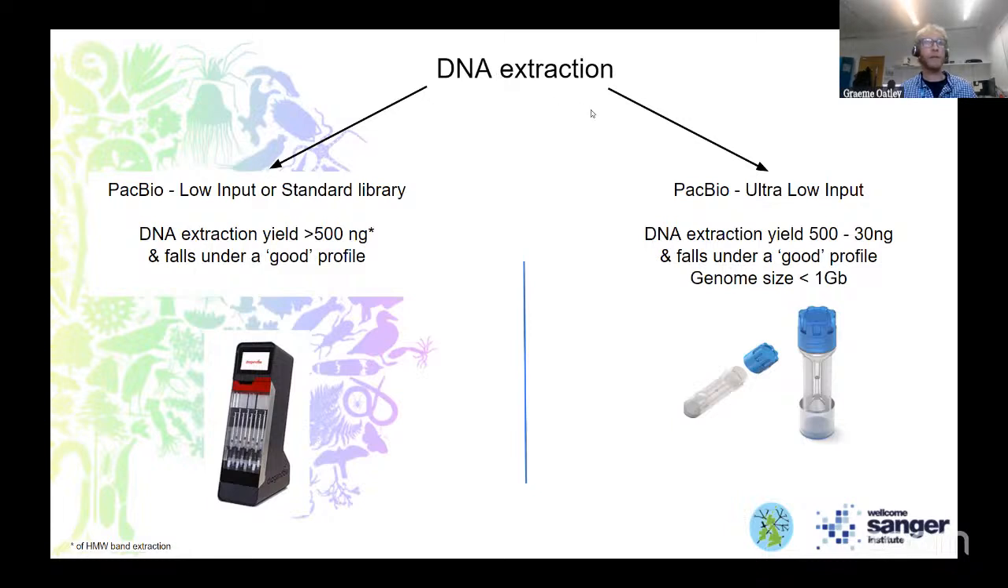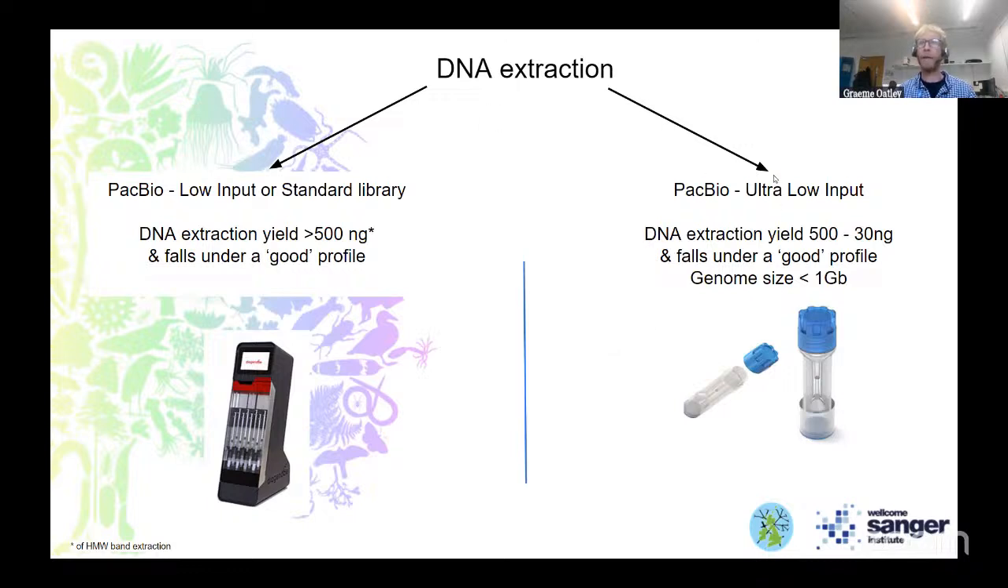Post-DNA extraction, we can send our extracts into our PacBio standard library prep, where we're looking at DNA that has a yield of a minimum 500 nanograms and falls under one of the good profiles. I have an asterisk next to the 500 nanograms here, because we would probably only pass a sample with such a low yield if we have a nice high molecular weight band of DNA. Anything else would probably lose DNA during the fragmentation process and fall under the 400 nanograms of DNA required for PacBio library sequencing.